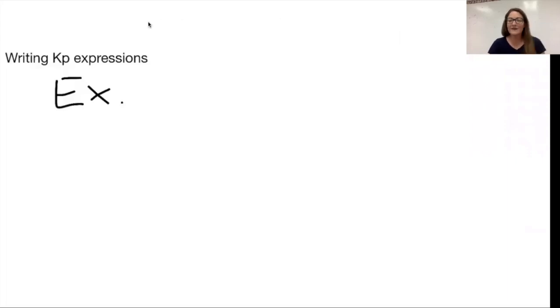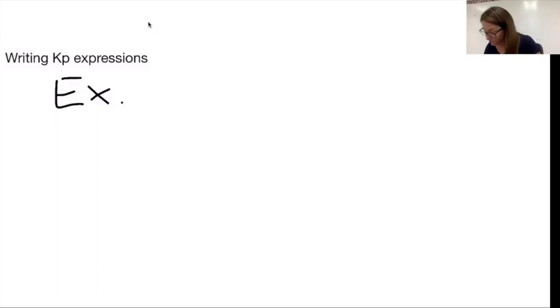Okay, we're going to take a look at what are known as KP expressions. Most of what you've done in equilibrium so far has used KC expressions, where the C stands for concentration. That is, you're always using molarity and you use brackets. This is KP, where the P stands for pressure. So instead of using molarity, we're going to use partial pressure.